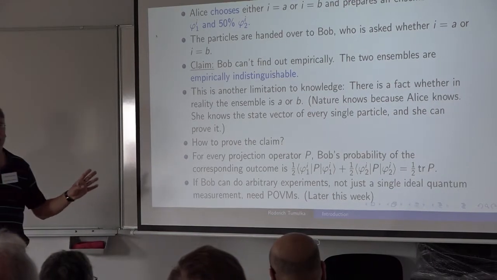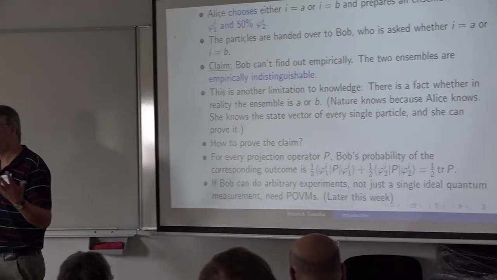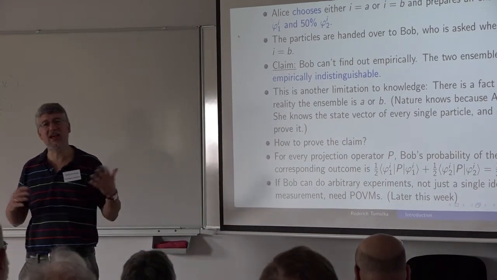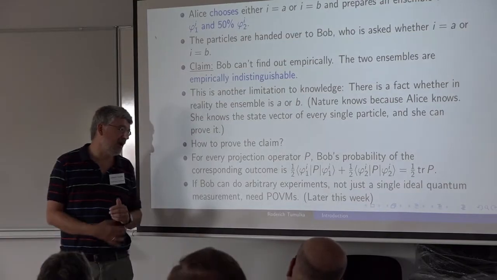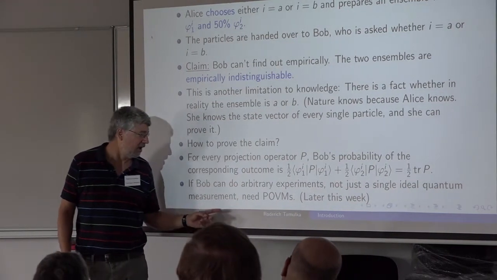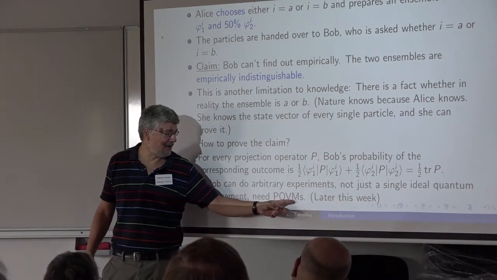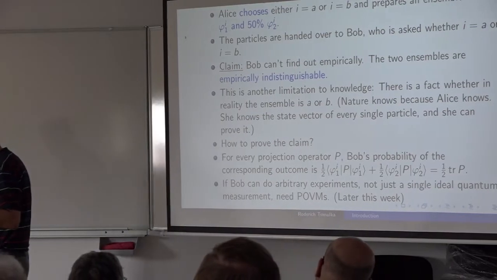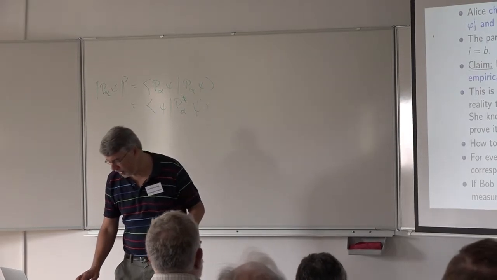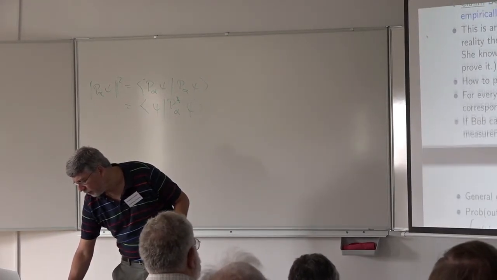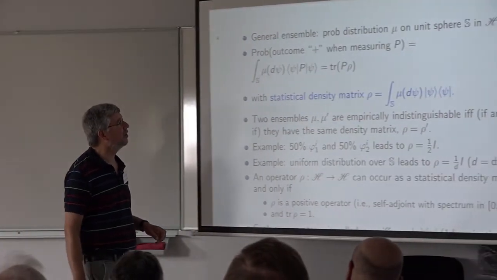Now here I assume that Bob is doing an ideal quantum measurement. You might worry that we should be more general than that, not just ideal measurement. Any experiment, can you prove it for any experiment whatsoever that Bob could do? The answer is yes, you can do that. And for the general reasoning, you would need POVMs, that means positive operator value measures. Actually, during this week at several points, I will say something about POVMs. They're a more advanced concept, a generalized concept of observable.